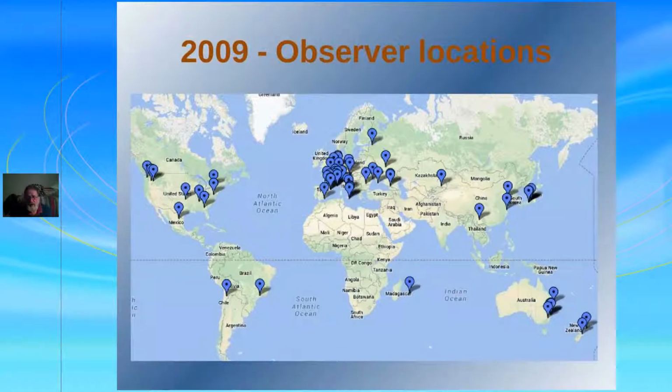That's a simple graphic of where people were located. Because this program comes out of Paris Observatory, there's a high concentration of observers in Europe, with a reasonable number in North America, but they're spread around the world. Next slide.